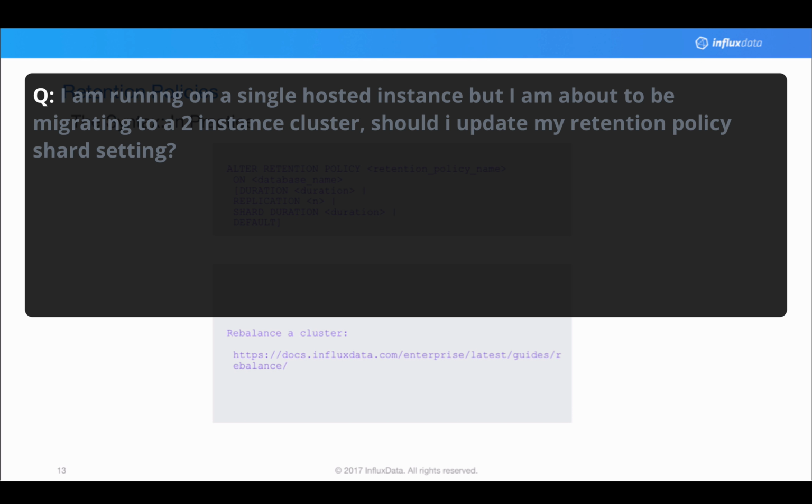So Cliff asks, I'm currently running on a single hosted instance, but I'm about to be migrating to a 2-instance cluster. Should I update my retention policies shard setting? There's nothing about that migration that calls out for updating your retention policy shard settings.